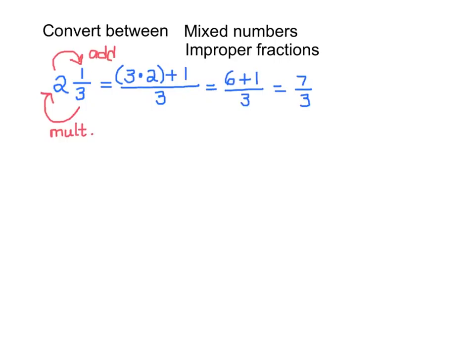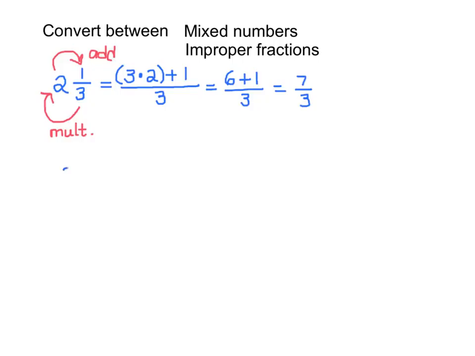So what we have here is we started with a mixed number that had a whole number part and a fractional part. We end up with a fraction, and this is an improper fraction where the numerator is greater than the denominator. So let's try going the other direction.